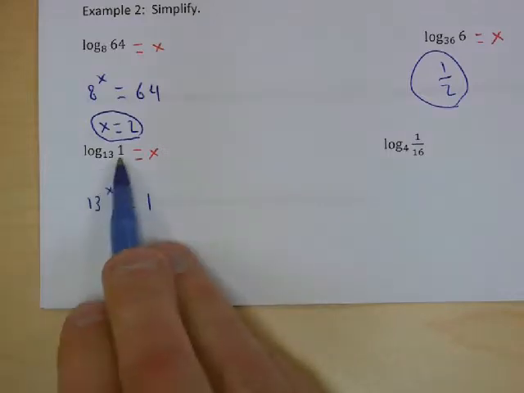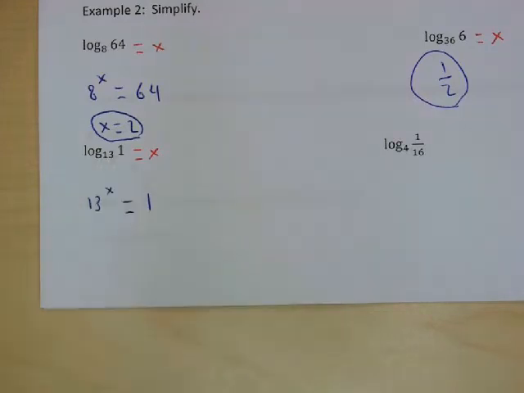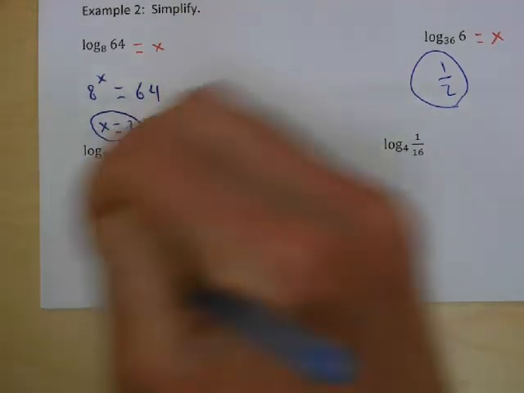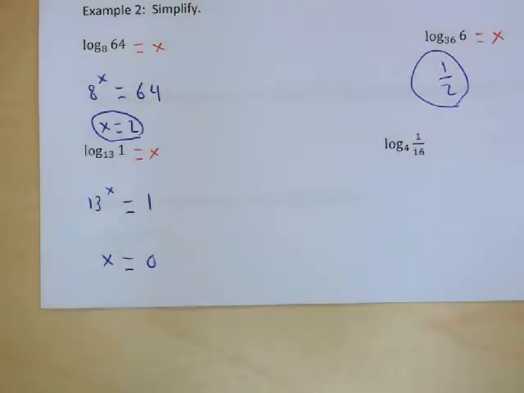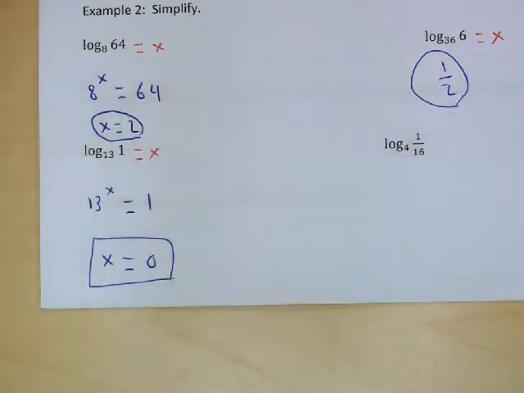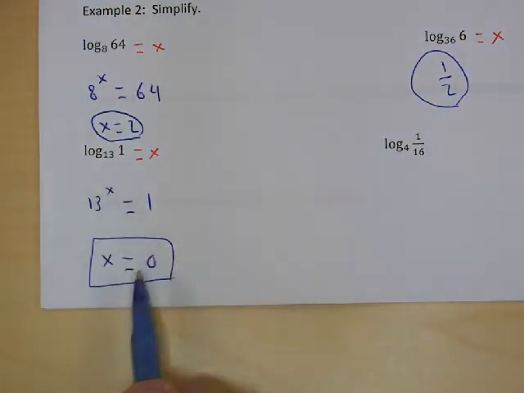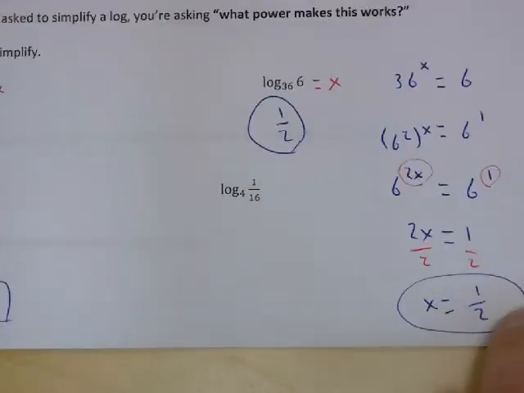Okay, so the log of 1, no matter what your base is, it can be 13, it can be 13 million, doesn't matter what it is, the log of 1 is always 0. Because anything raised to the power of 0 is 1. Okay, so this is kind of a special case. You're going to see this one come up often. So again, anytime you see log of 1, doesn't matter what your base is, our answer is going to be 0.